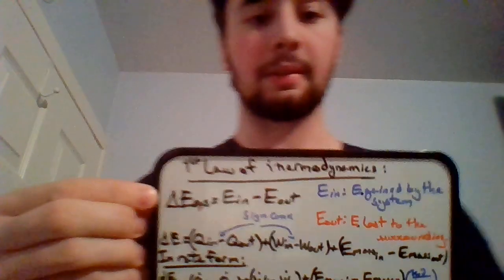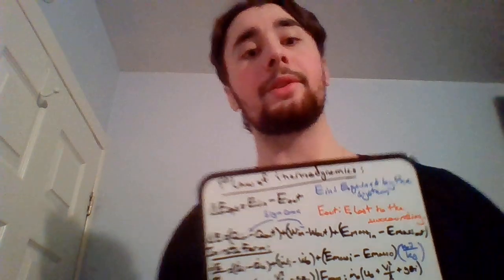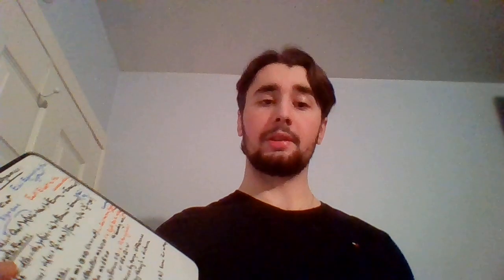So the first law of thermodynamics is essentially an energy balance of the surroundings going in and the system going out. It can be written in a very simple form: delta E system is equal to E in minus E out, where E in is the energy gained by the system, and E out is the energy lost by the system. You can think of it as a balance between the transfer of energy from the surroundings to a system, and from the system to the surroundings. So if a system gains energy, it's lost by the surroundings. If the system loses energy, the energy is gained by the surroundings.